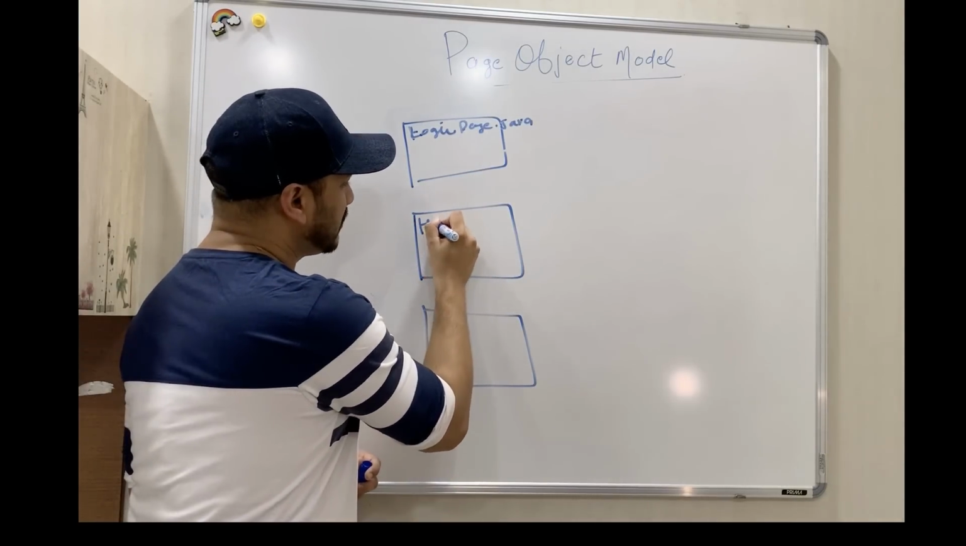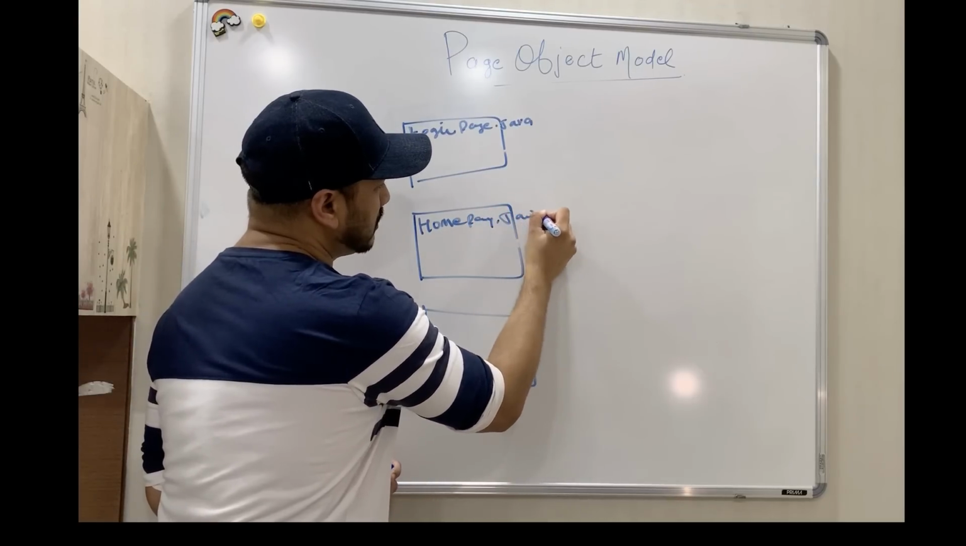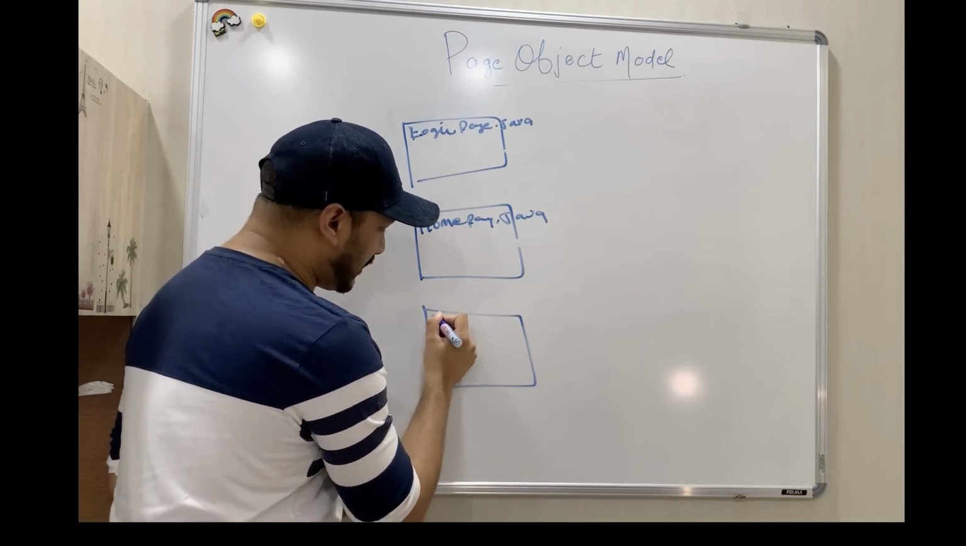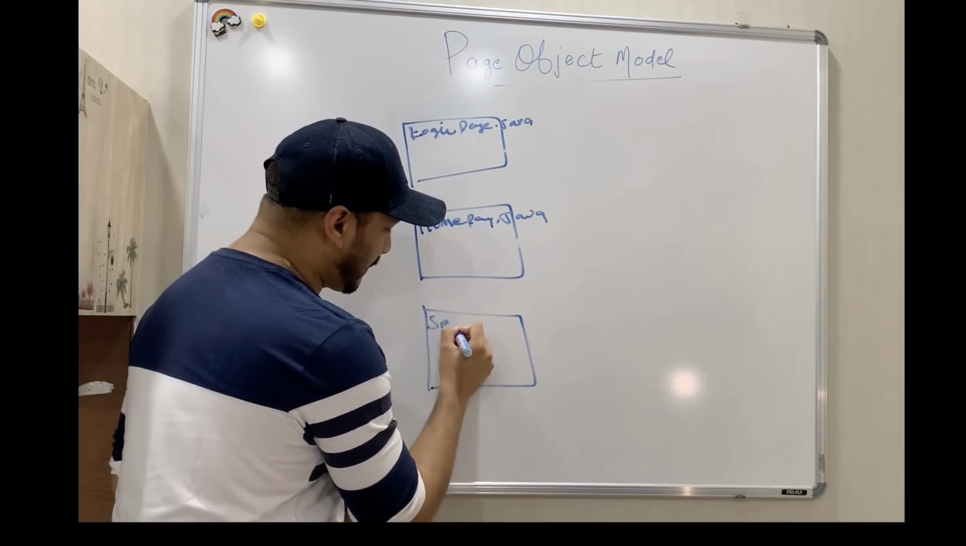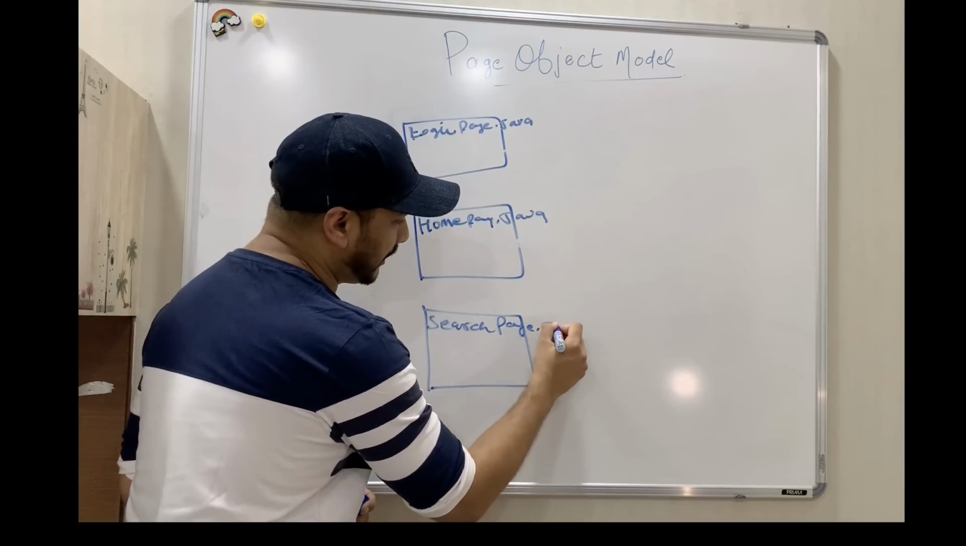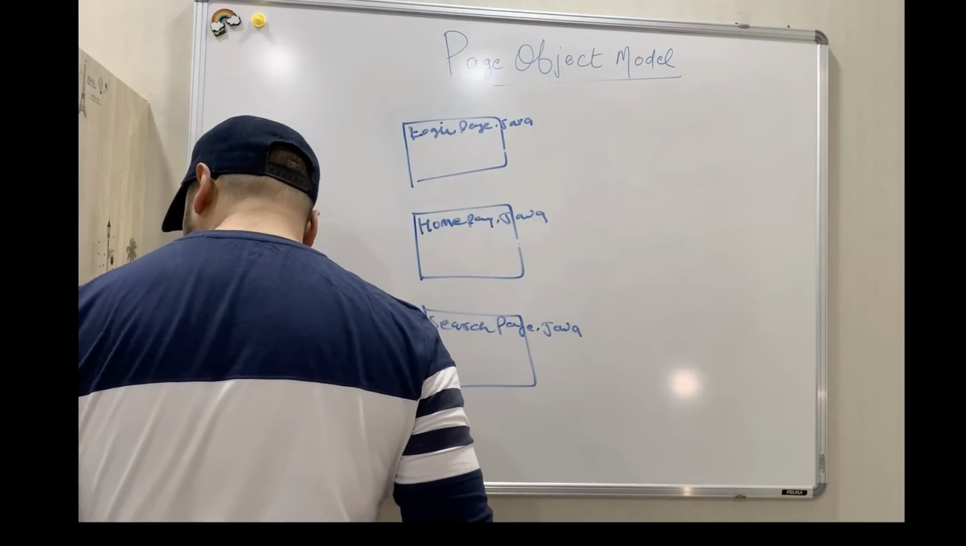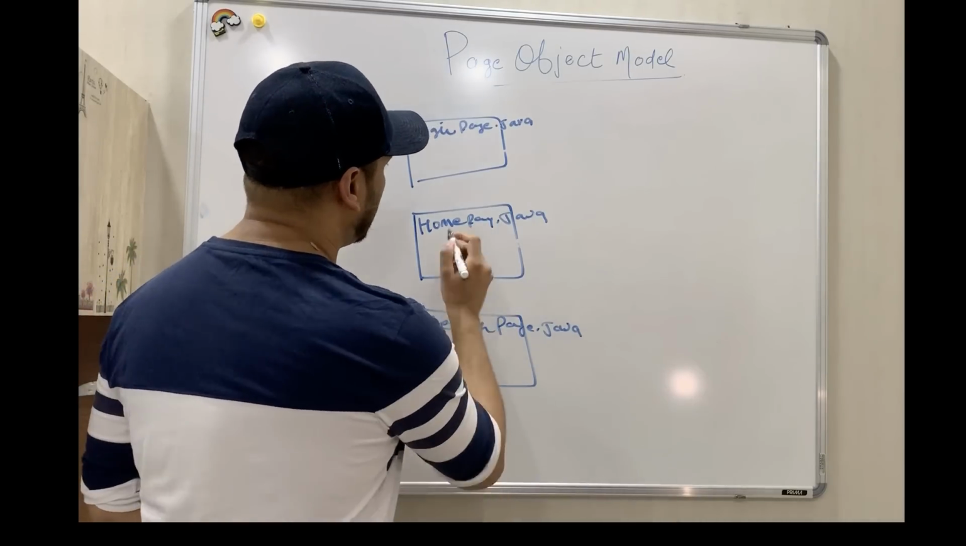Same thing for the home page. I'll quickly write HomePage.java, and this is some other page, let's say my search page. Whatever the page, I'm just randomly picking any page name. SearchPage.java. I think this marker is not that great. Let me change it. Okay, perfect.